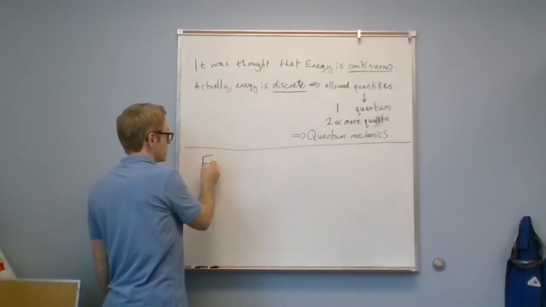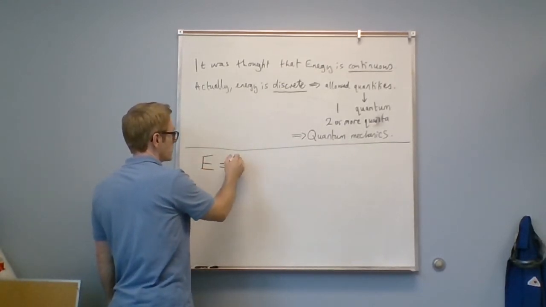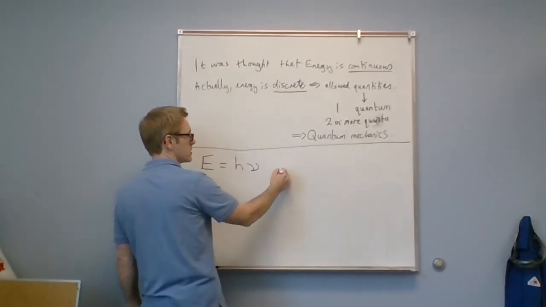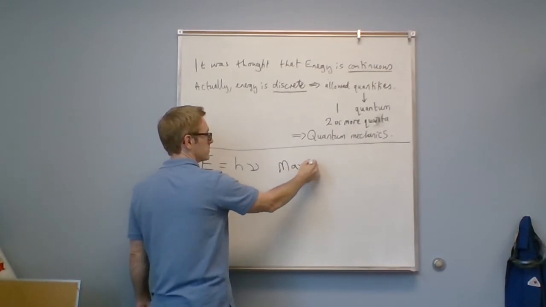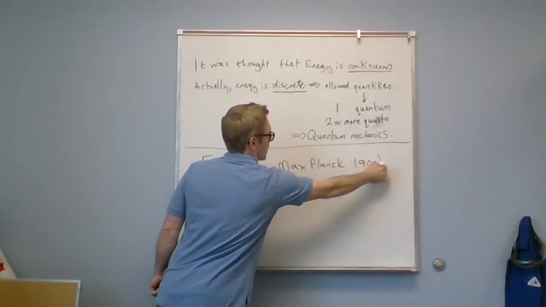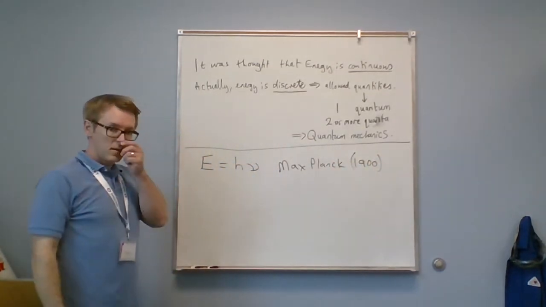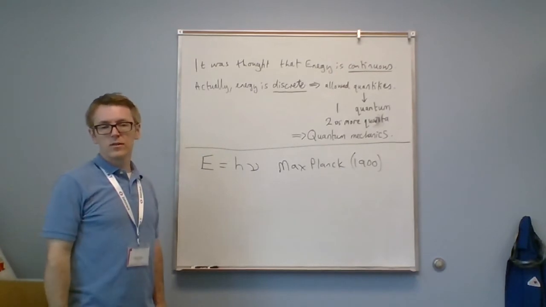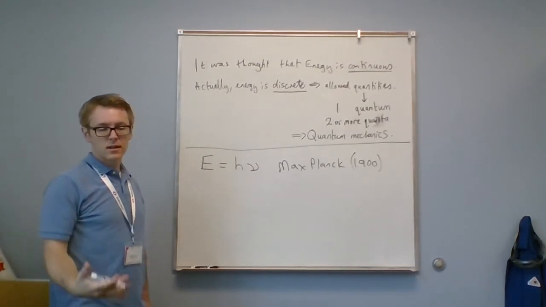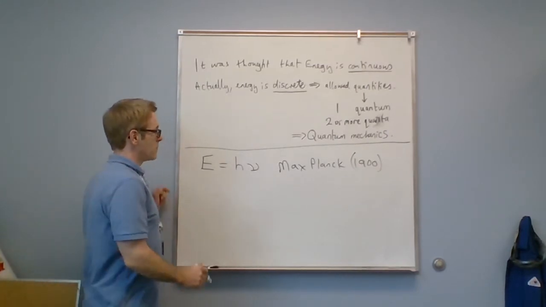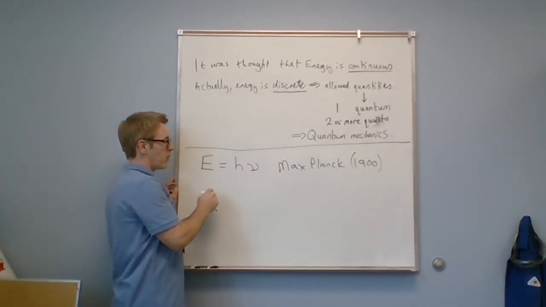So energy is h nu. This was Max Planck's equation, which he developed around 1900. We don't need to go into too much detail about this equation in this class. There are subsequent classes for that. But we need to point out something important.